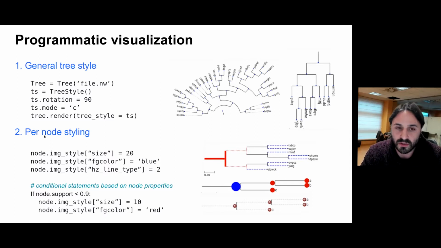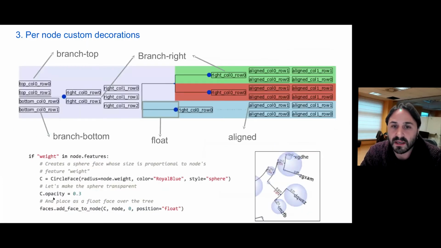So you can access different properties of the nodes in every tree and set from size, color, any visual attribute that you want to control, you can do it per node. And because you are doing this programmatically, you can attach this visual configuration to conditions in your script. So this makes the process of automating the visualization very dynamic. And finally, and this is, in my opinion, a very powerful feature of the programmatic visualization system in ETE, you can attach decorations to every node.